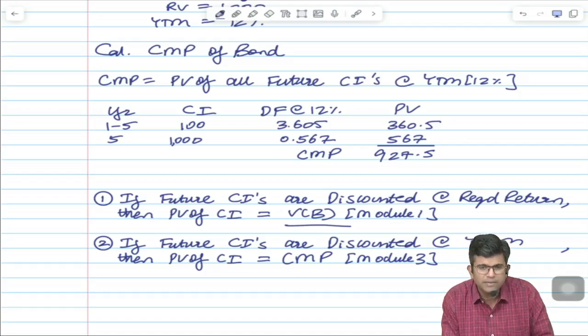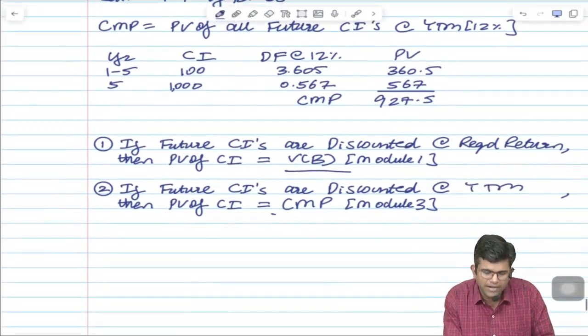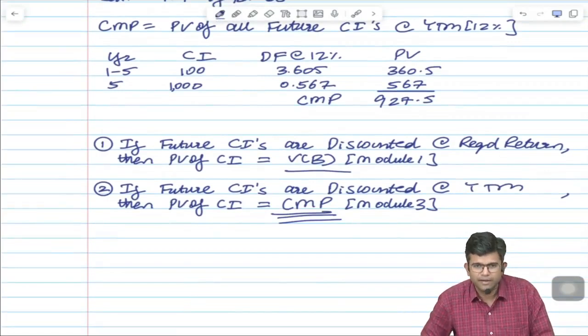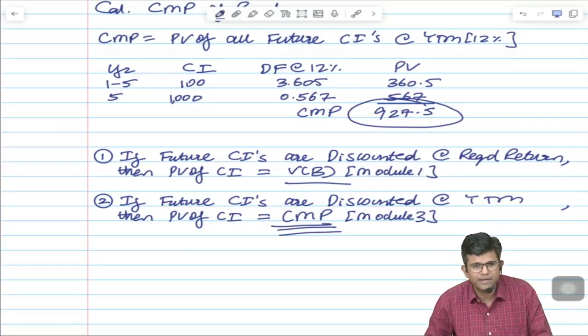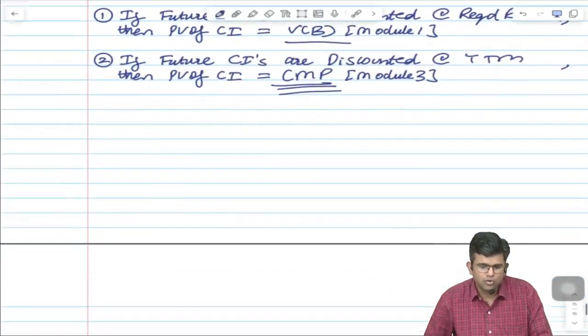But then how is it possible that by discounting at YTM we are getting this number? That is a question. So how is it current market price? How do we trust that this price is CMP? That is the question. Can I start? Okay. So the logic is like this.